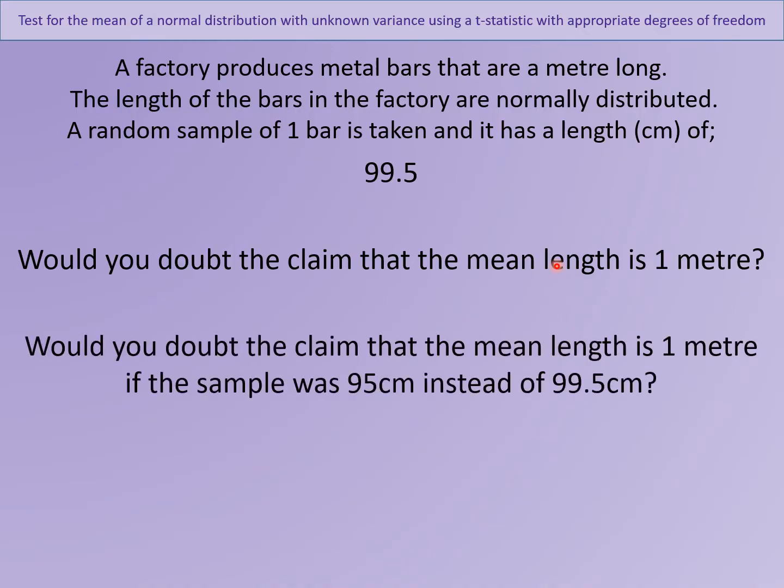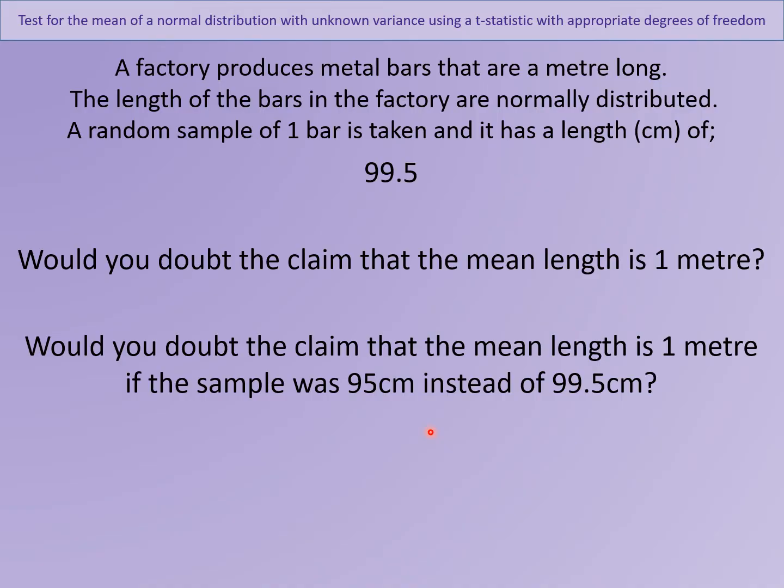What about this though? You pick up one metal bar, just one metal bar, and it's 95 instead of the 99.5. So one sample, which is still not big enough, but would you doubt it if it was 95? Would you now be thinking, 95, that's a lot smaller than a metre, so therefore now I doubt the claim? And what about if it was 50 centimetres? Would you doubt the claim?